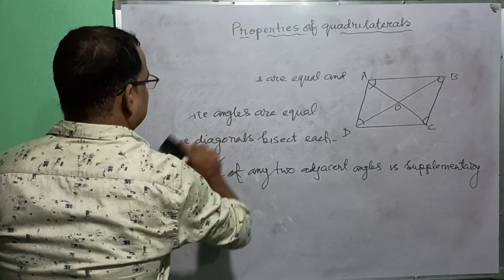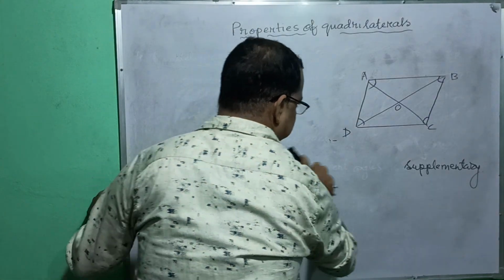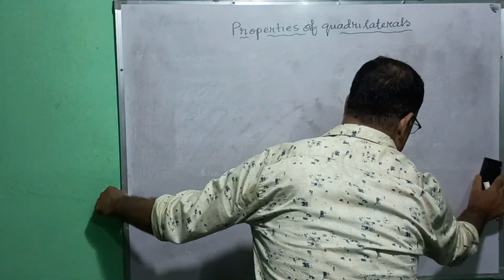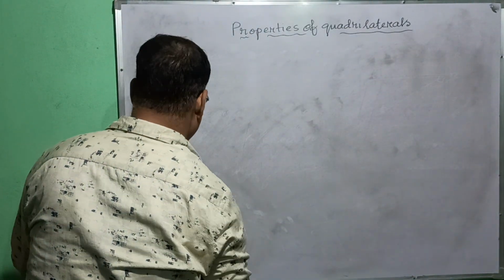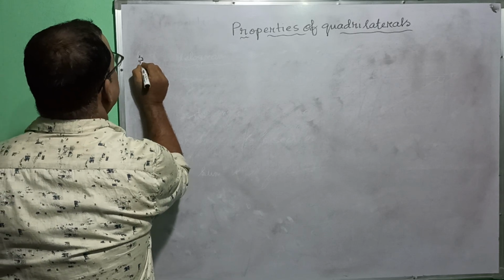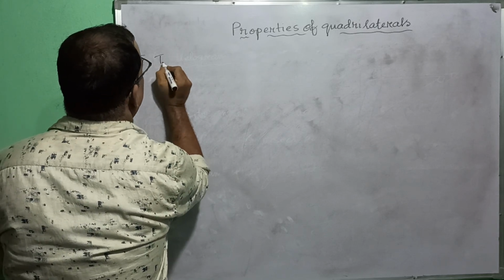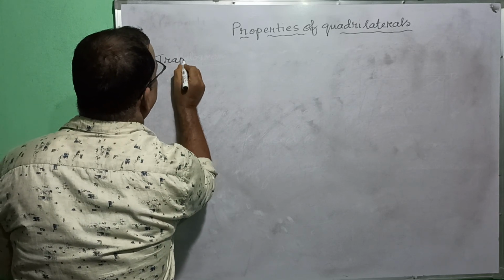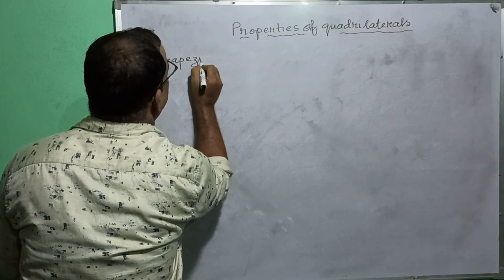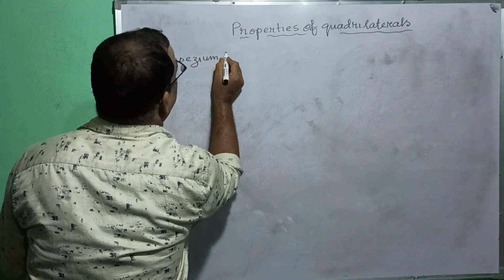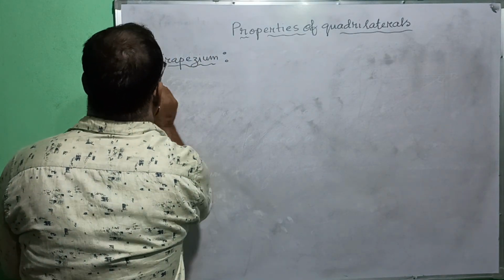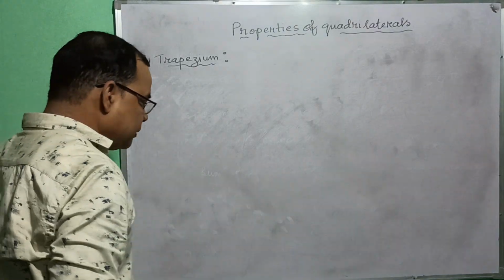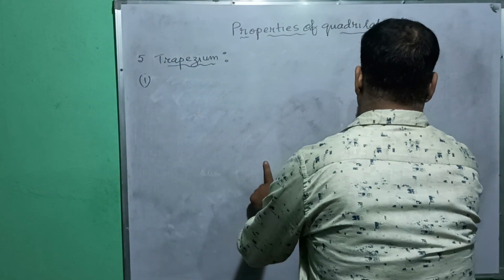Now we are going to the next quadrilateral, which is number five, and it is trapezium. Before writing the properties, let me draw a trapezium.